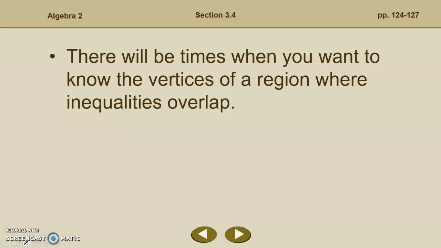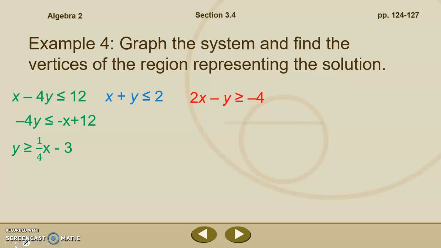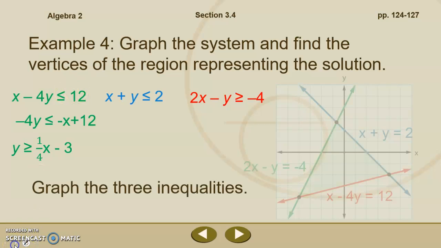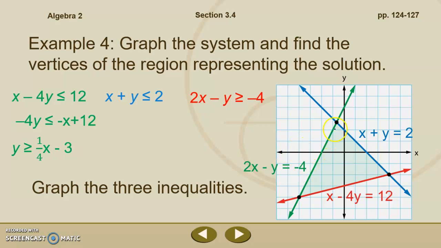There will be times when you want to know the vertices of a region where inequalities overlap. So let's take a look. This is example 4 in your book, but we're going to graph the system and find the vertices of the region representing the solution. So this time we have 3 inequalities. So we are going to graph all 3 of these inequalities. We've got our green one right here.